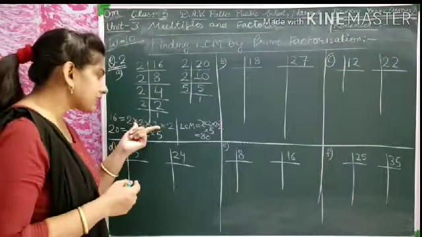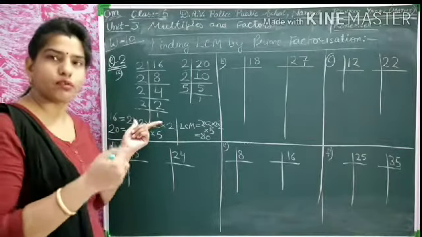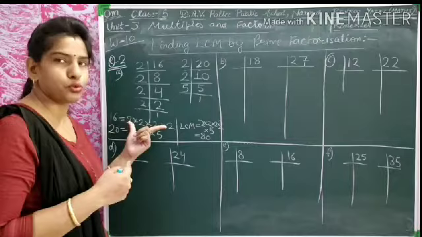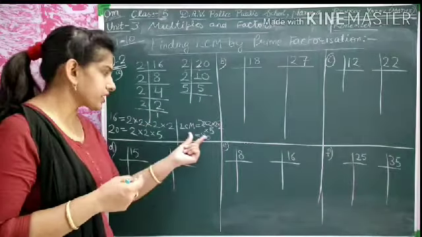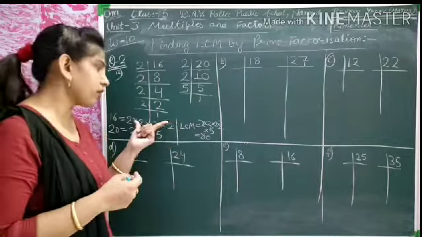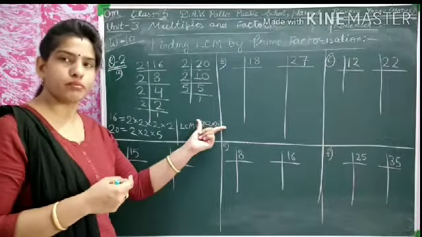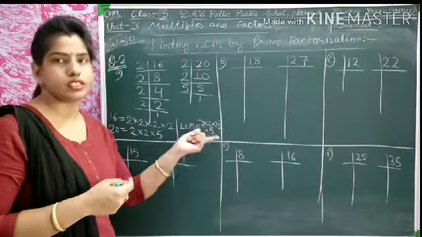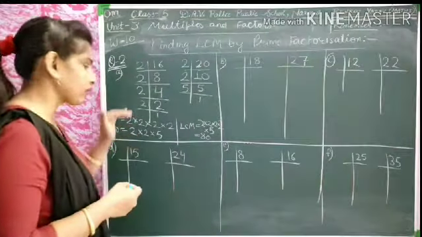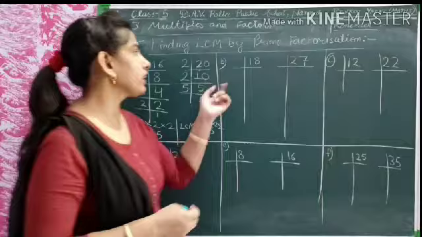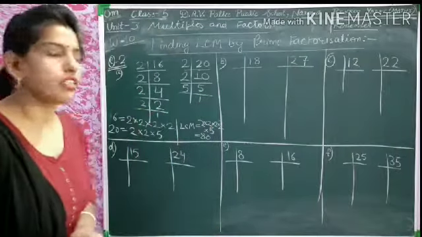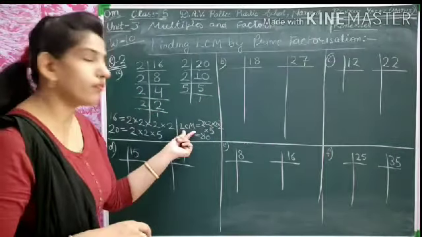What is the maximum number of times each one occurs? The maximum number of times 2 occurs is 4 times, and the maximum number of times 5 occurs is once, across the factorizations of these different numbers. Okay, students, now we will do part B.